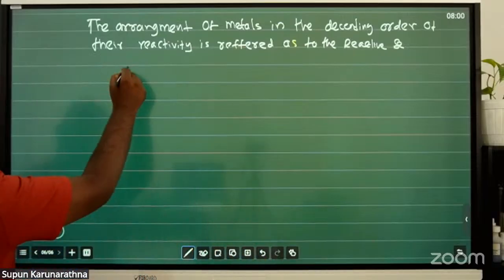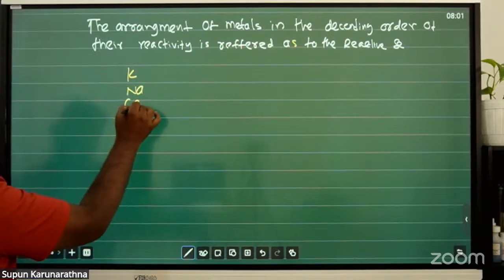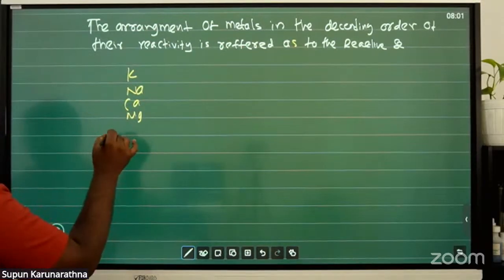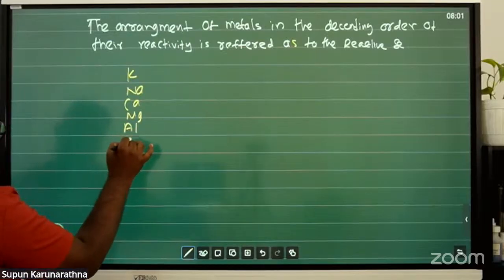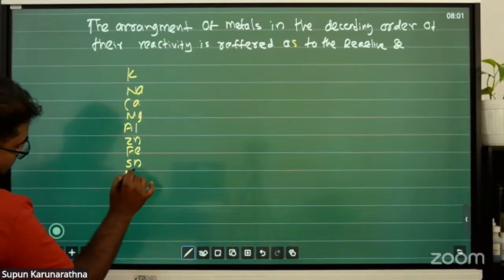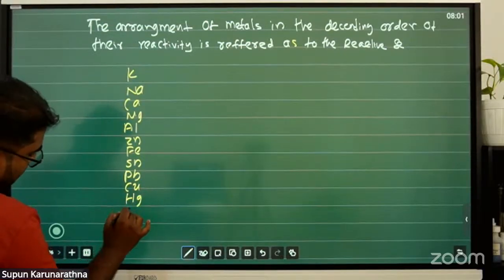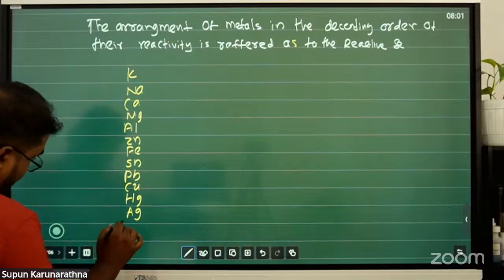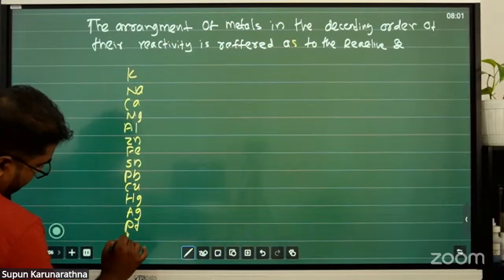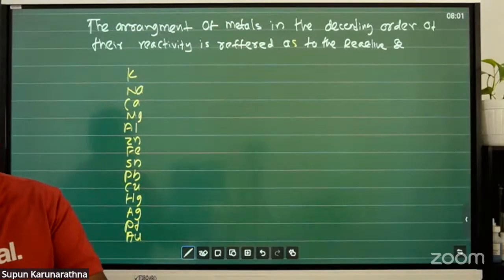What are the elements that belong here? The elements are potassium, sodium, calcium, magnesium, aluminium, iron, tin, lead, copper, mercury, silver, platinum, gold. Hydrogen is also there, but I didn't write the hydrogen.